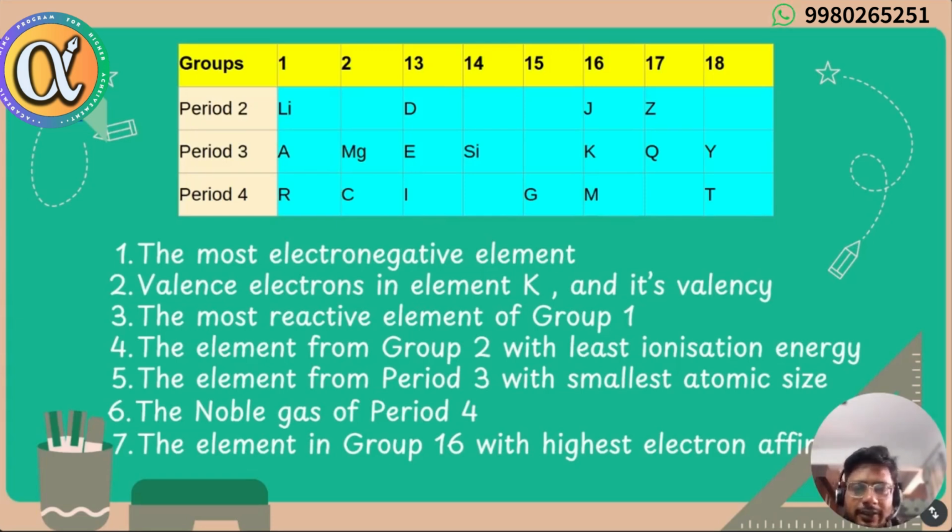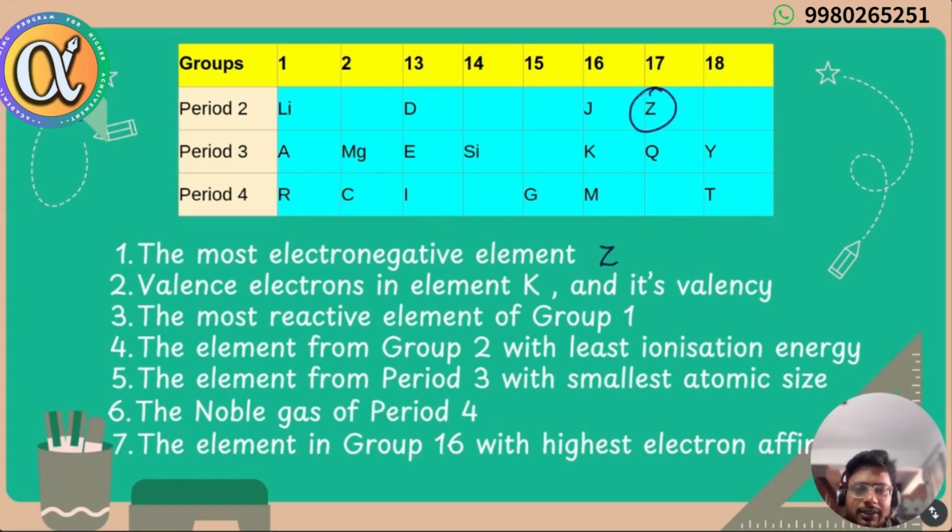Electronegativity increases across a period and decreases down a group, right? So the most electronegative element is in the top right corner. Are halogens included in electronegativity? Halogens are included, but noble gases are not. So it is Z, right? Yes, sir.